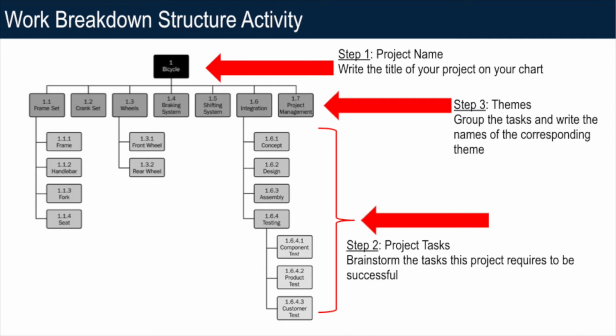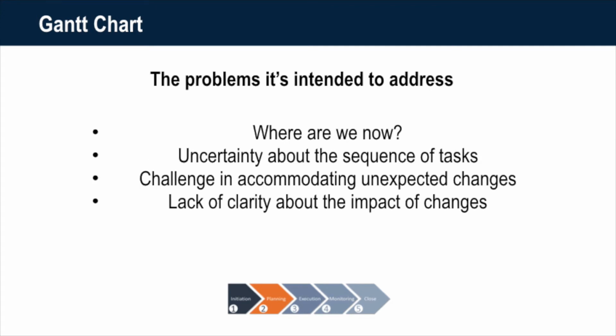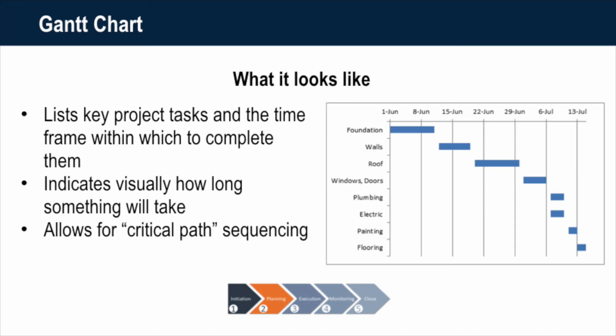The last tool, which is a Gantt chart. That's G-A-N-T-T, a fellow's last name from long ago who invented this method of scheduling. But what it's intended to do is serve as a tool to help you visually organize sequence of these tasks. It's intended to address the quintessential problem of where are we now? Uncertainty about sequence, challenge in accommodating unexpected changes, and then lack of clarity about the impact of changes.